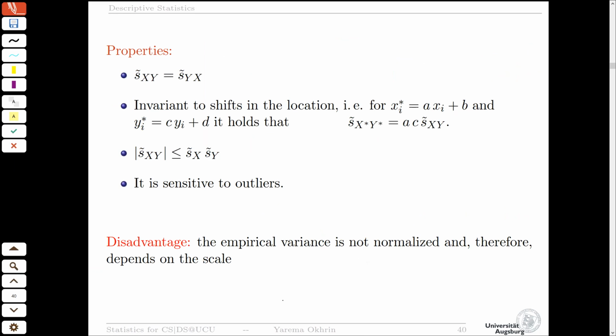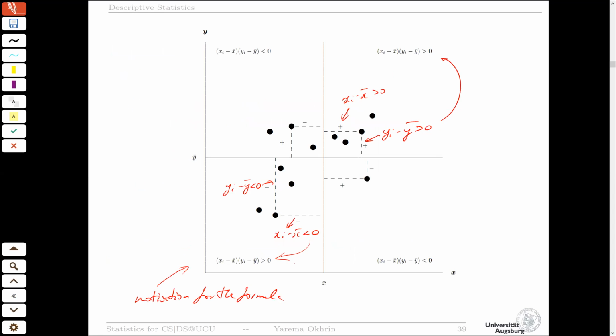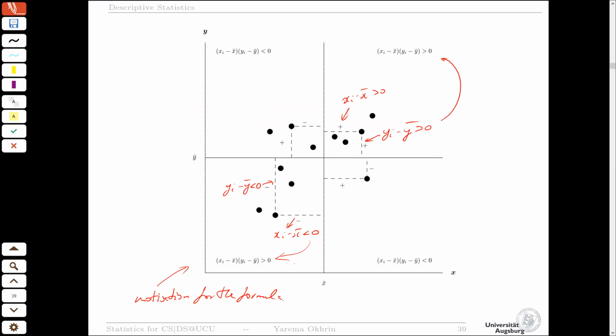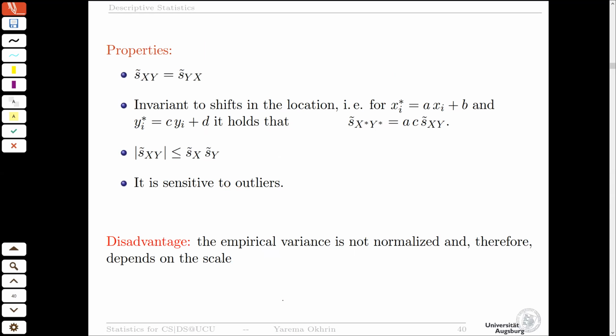Now, some important properties. First, the formula is symmetric, which means if you take the formula and swap some things here, nothing changes. So it makes no difference if you measure covariance between x and y or between y and x. If you rotate your grade in statistics and algebra, nothing is going to change. So this is an important property.